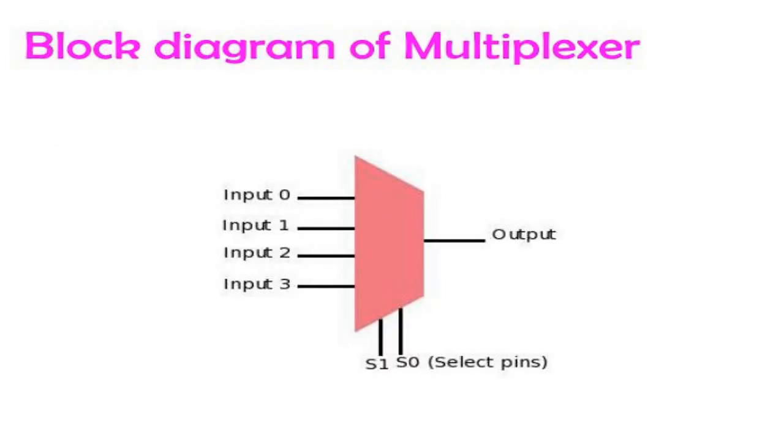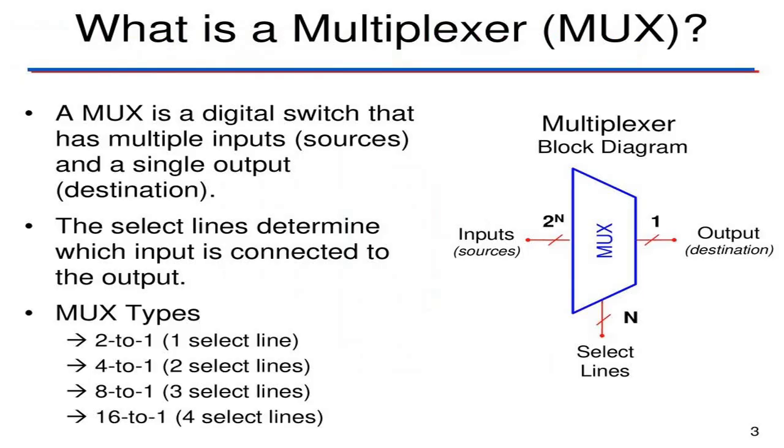So this is a block diagram of the multiplexer. There will be input lines 0, 1, 2, 3, and there will be one output line, which will be decided by the selection pins. S1 and S0 will select which input has to be connected to the output.